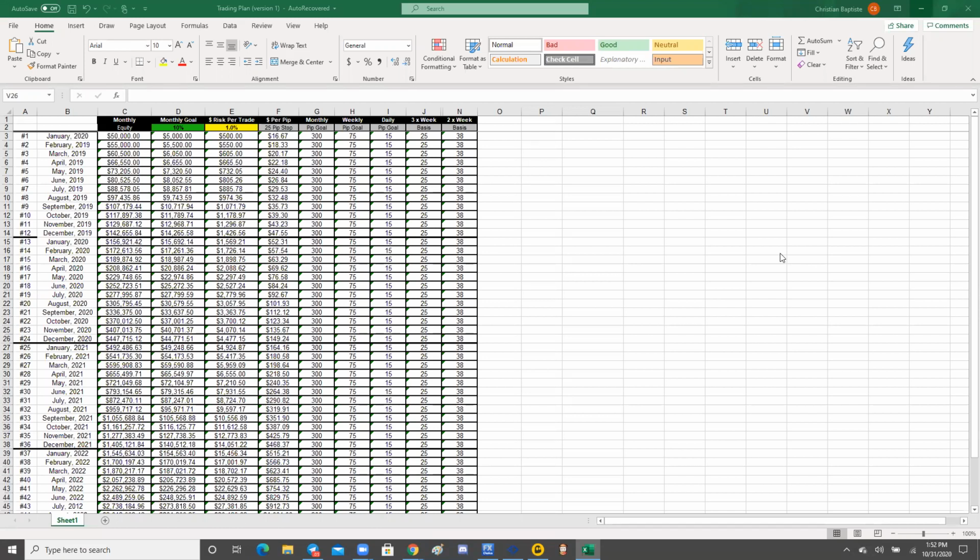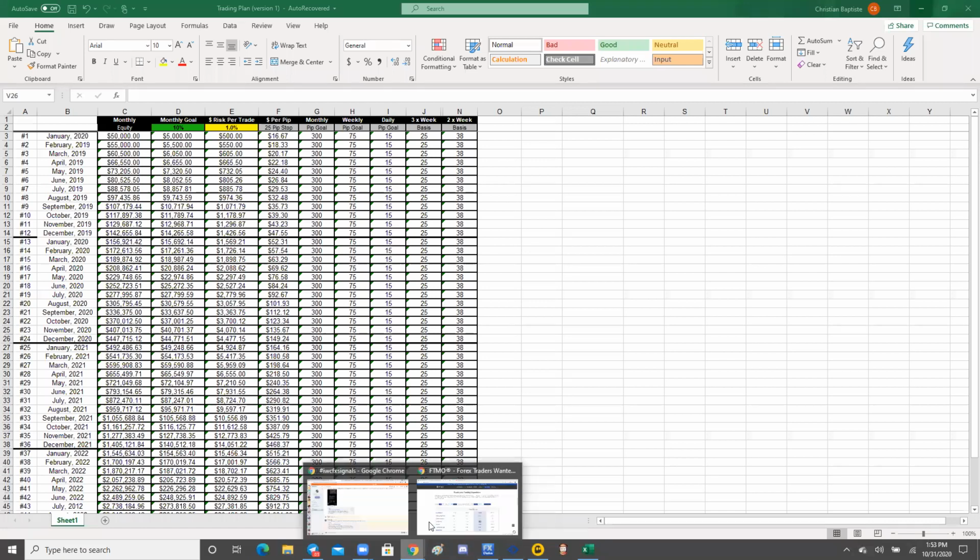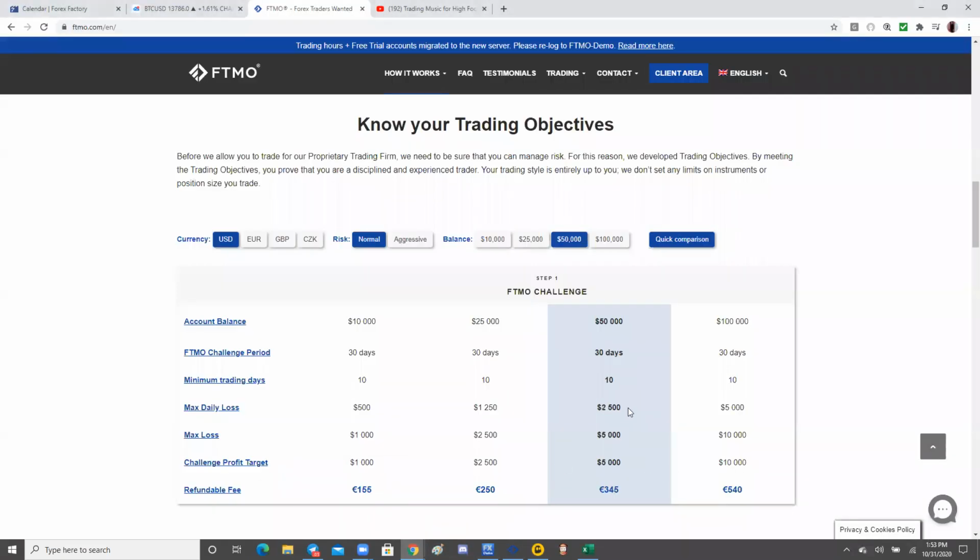50 pips, 10 lots, 50 pips. Risk 2,000. If you want to do it like that, you're over leveraging. You're over leveraging right there. On a 50K account, max daily loss is 2,000. So if you want to be a big boy, risk a 10 lot with a 20 pip stop loss. You're risking $2,000 with a 50 pip profit.